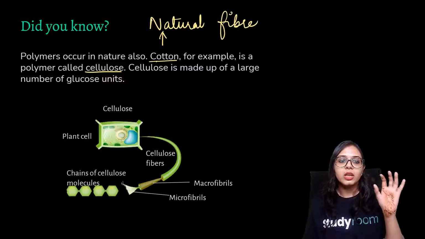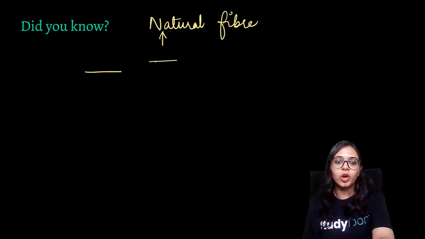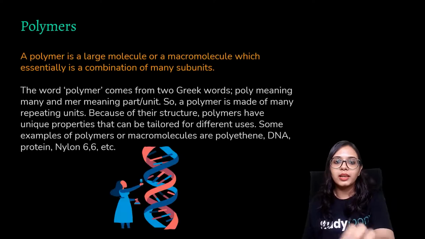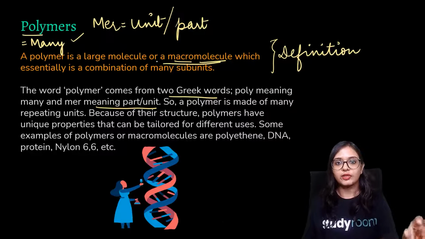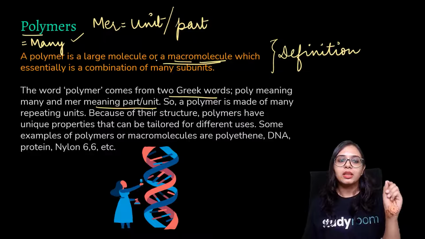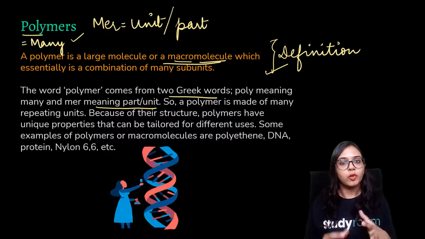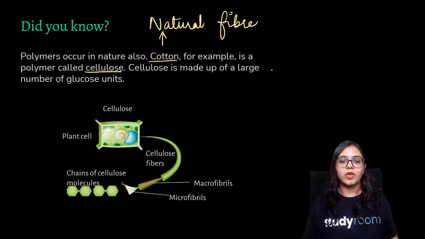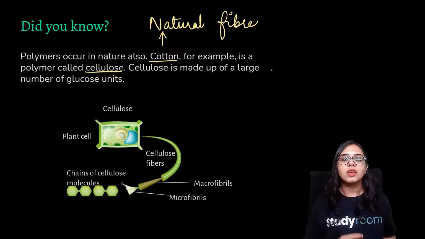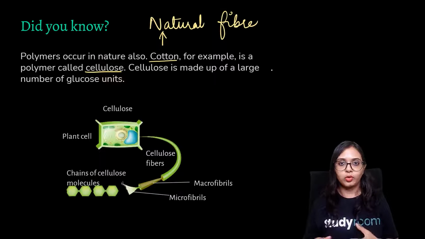So let's just focus on the definition of the polymer. Let's not delve into that artificial chemical part that I have been stressing upon. When you only look at the definition, what do you observe? You observe that a polymer is a larger molecule of smaller subunits. So basically what I'm trying to say is that cotton is made up of cellulose, and cellulose is made up of a larger number of glucose units.